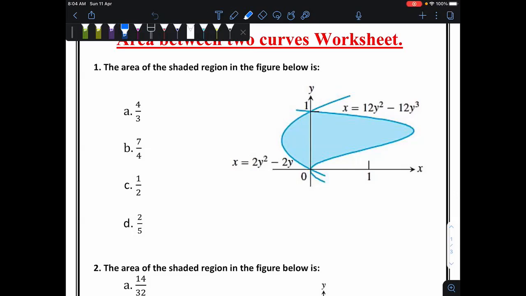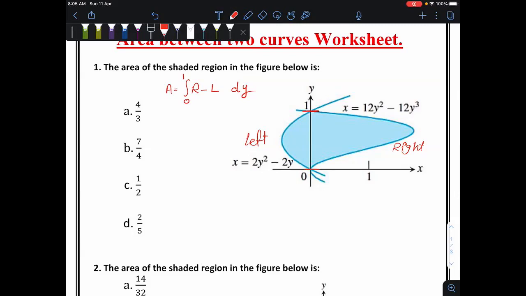Here, as you see quickly, we identify the right and the left function. The area is equal to the right function minus left function, with respect to y, dy. From what to what? It's bounded between 0 and 1.